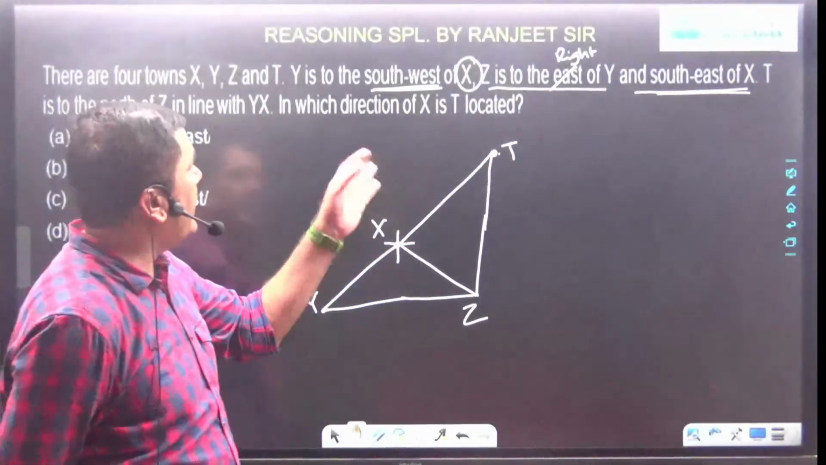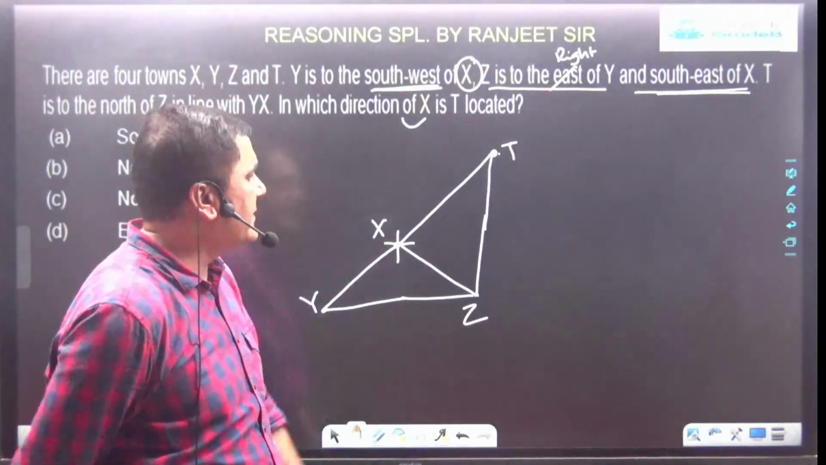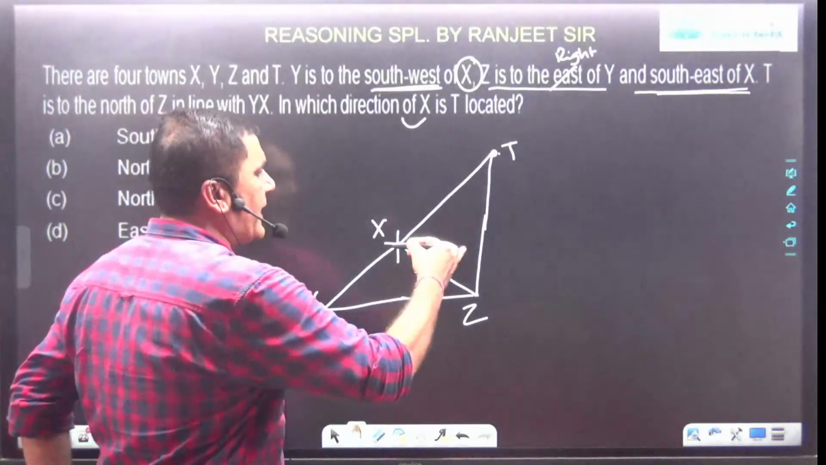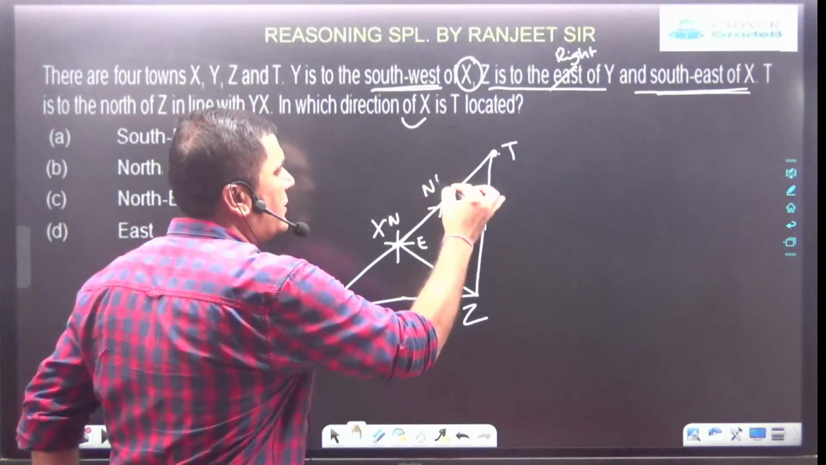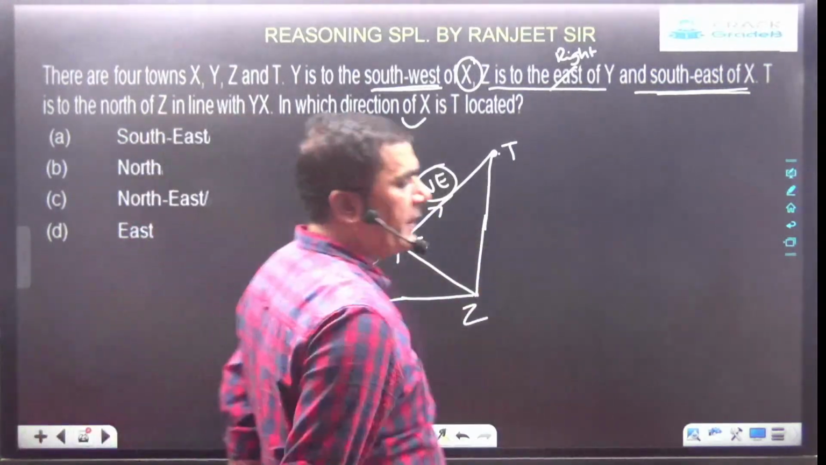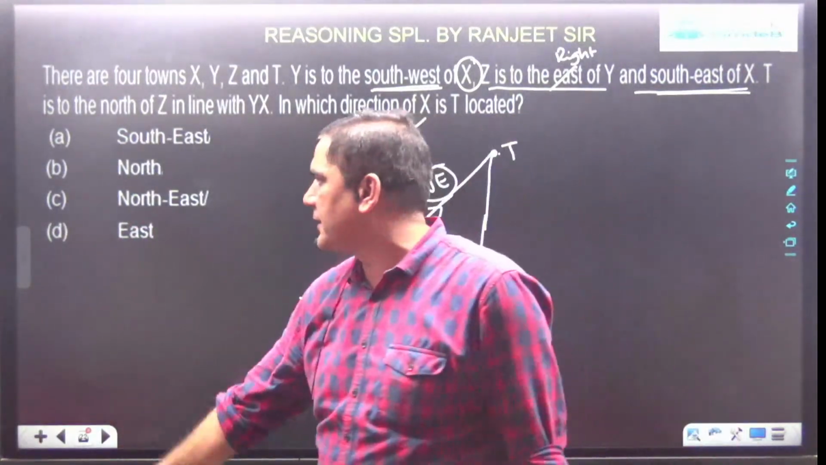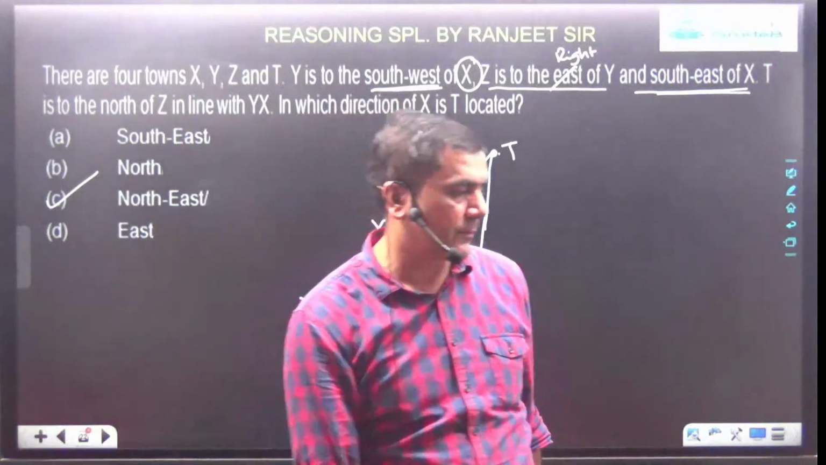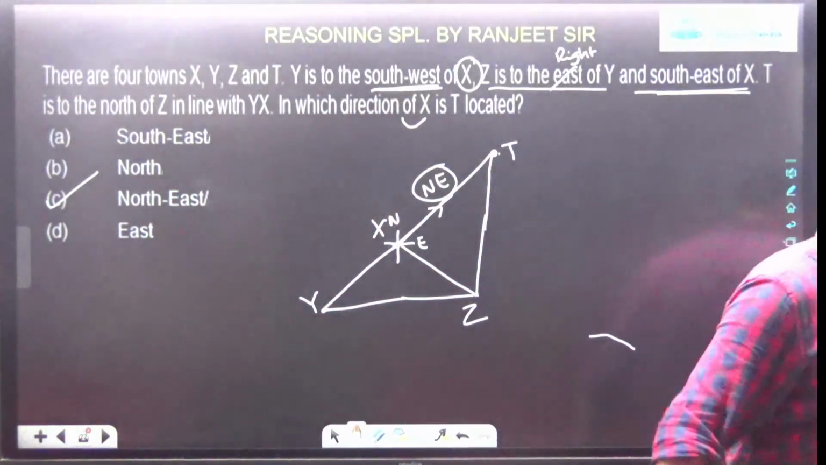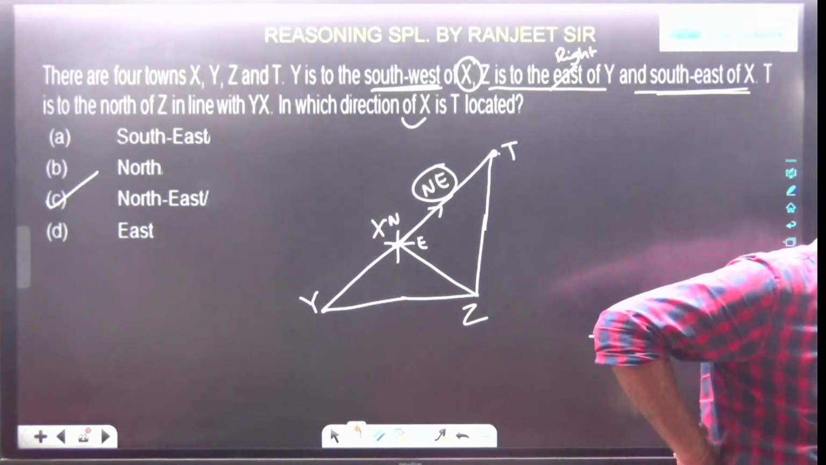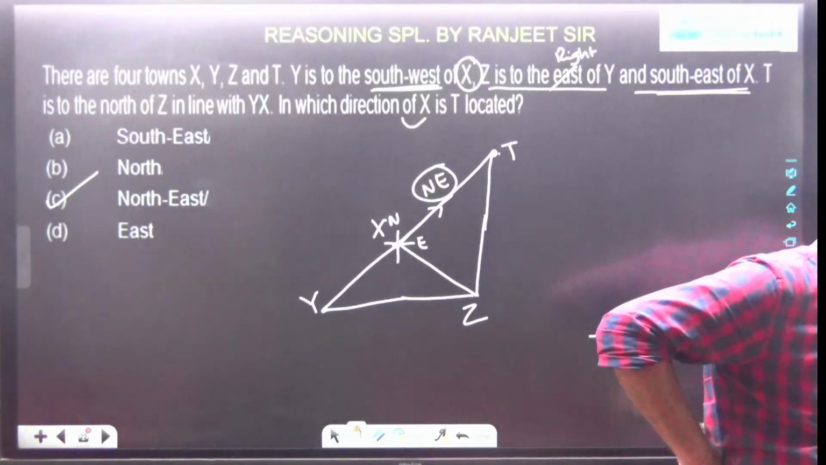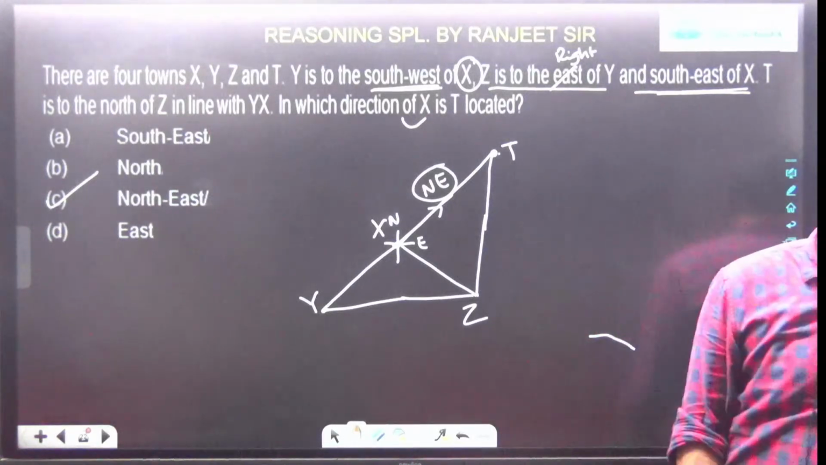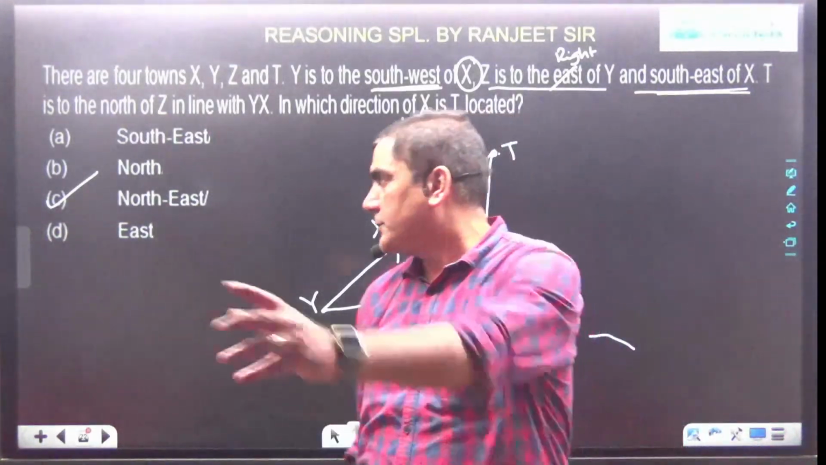Now the question is, in which direction of X is T located? So from X, which direction is T? This is north and east, so it should be northeast. So T should be in the northeast of X. The answer is northeast, option C. Clear? So this part is complete.